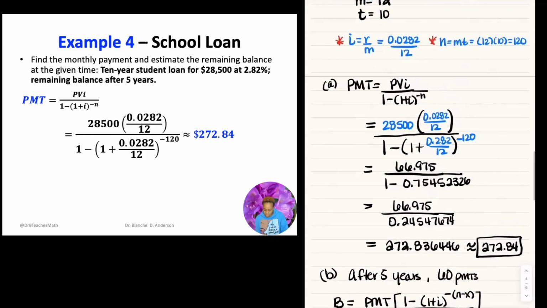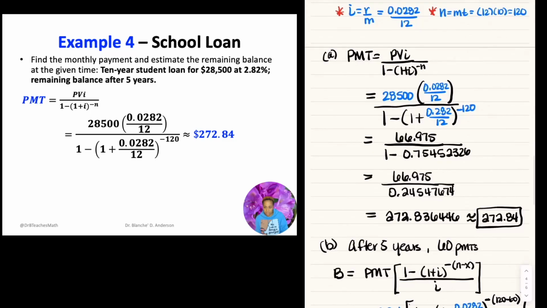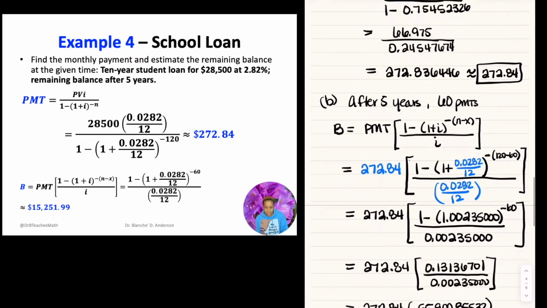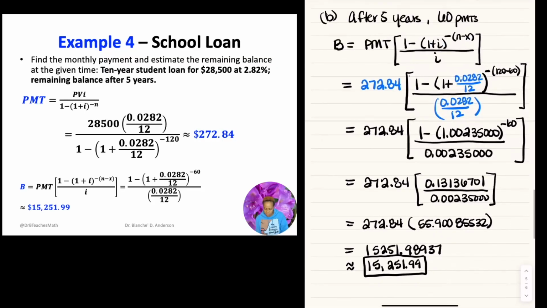So when we filled in the formula for the payment, we got 272.84. Sorry, that's kind of small, isn't it? And then when we found the number of payments after 5 years, the X represents how many payments you've already made. So take 120 minus the 60, and then when you do the math, out of the first 60 payments you've made, you started out at 28,500. Now they're saying you have 15,000 less left to pay. Okay, hope that makes sense.